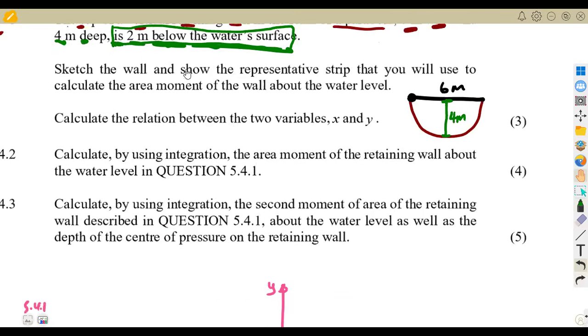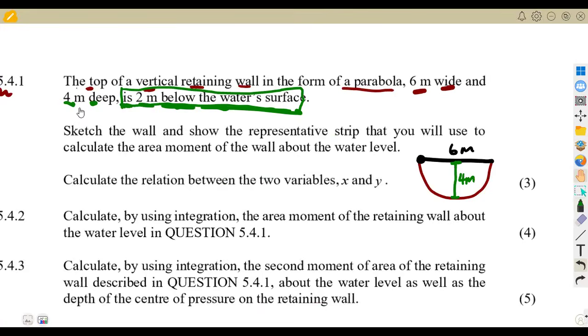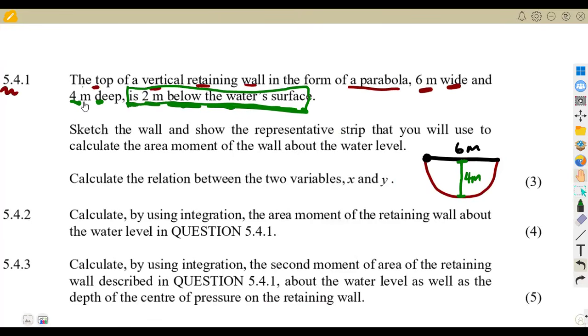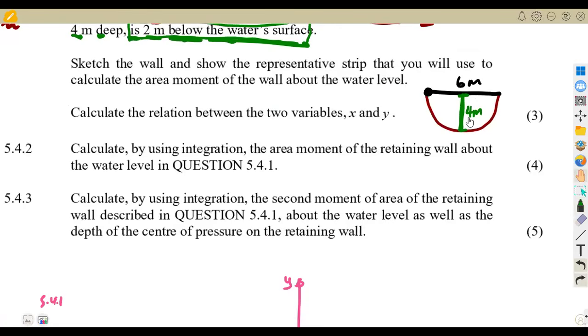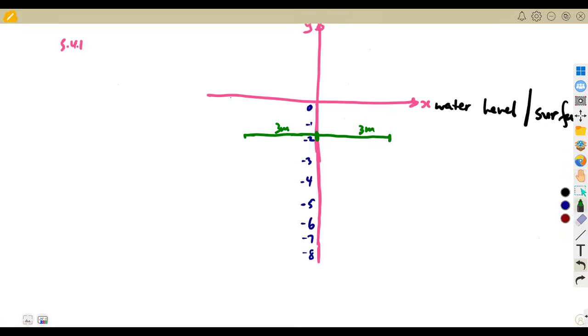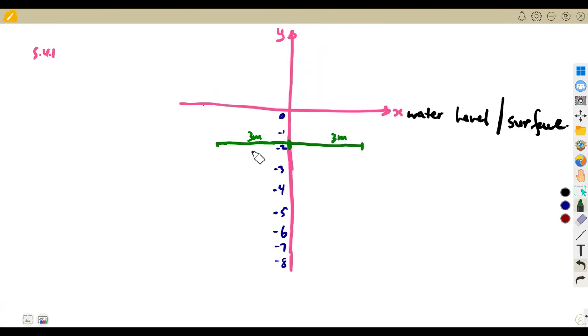We are given that it is 4 meters deep. So this is the one that we indicated here. This is the one for the wall or for the dam or for whatever, maybe the container that you're working with. It is 4 meters deep. So if we take this shape as it is, from this base that we are given here, from this point, we are supposed to go down 4 meters deep. So it's going to be at -2. That is where we are.